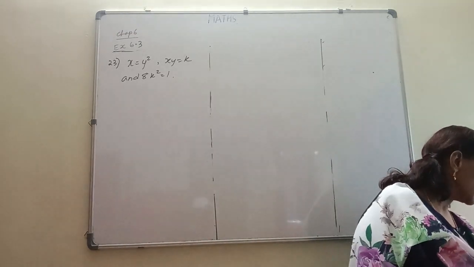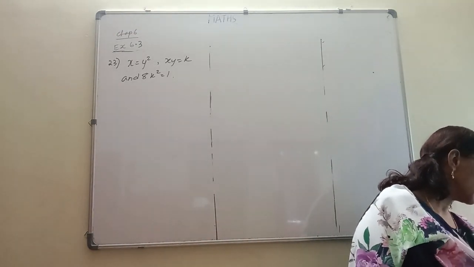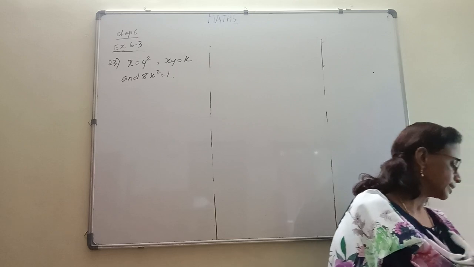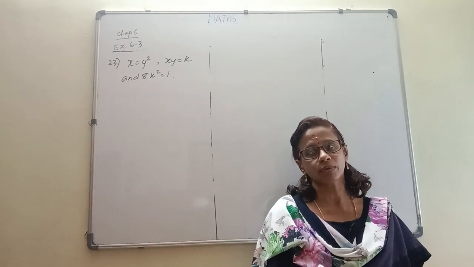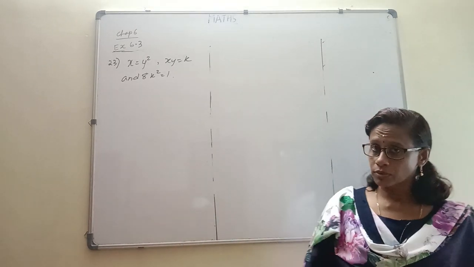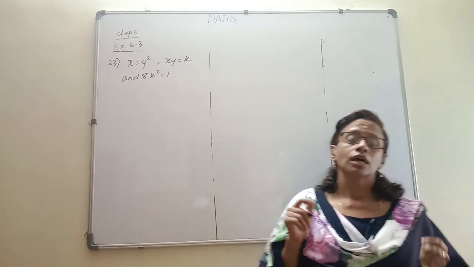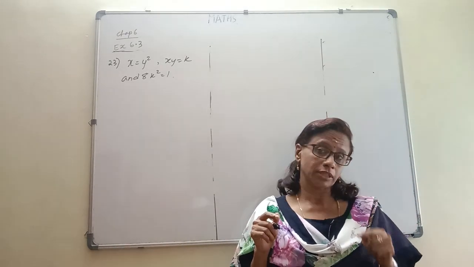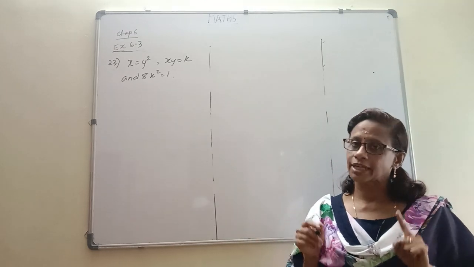It says, prove that the curves x equal to y squared and xy equal to k cut at right angles if 8k squared equal to 1. So they have given two curves and they are asking us to prove that these two curves cut at right angles.